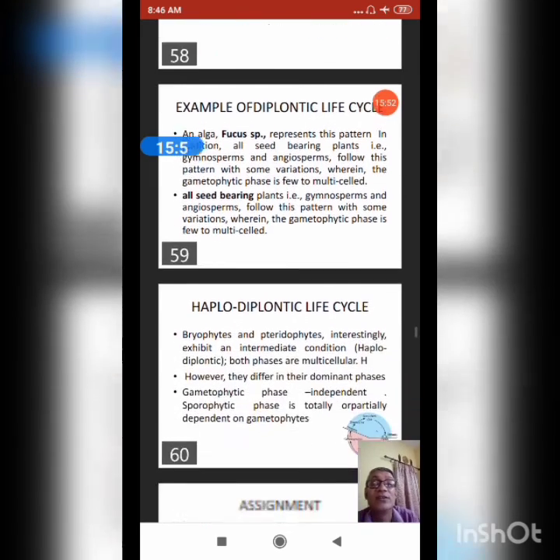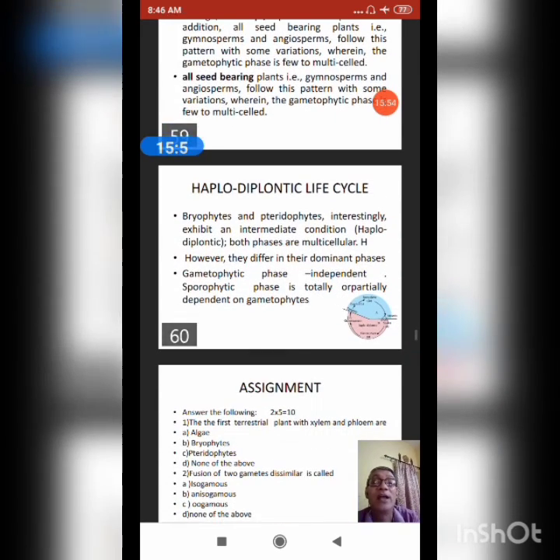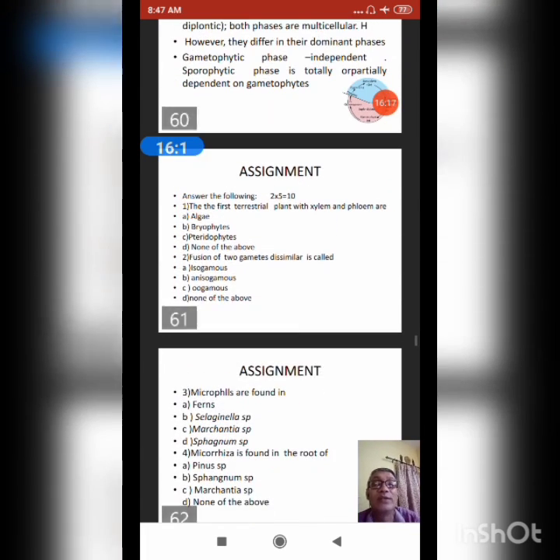So next, we will talk about the third type, the haplodiplontic life cycle. Bryophytes and pteridophytes, interestingly, exhibit an intermediate condition, haplodiplontic. Both phases are multicellular. However, they differ in the dominant phase. The gametophytic phase is independent, and the sporophytic phase is dependent on the gametophyte. And last, I have shown you the assignment.